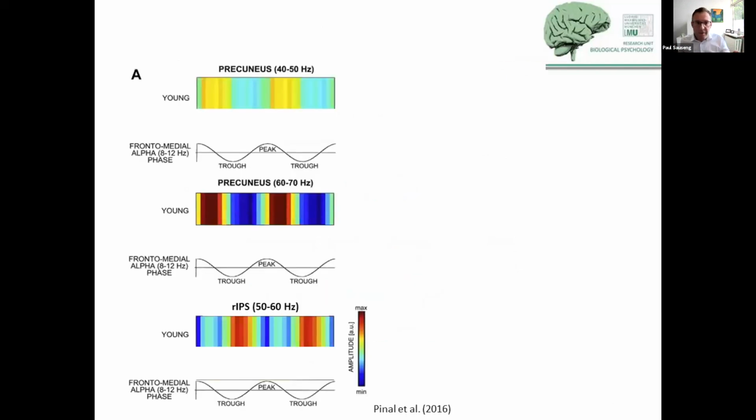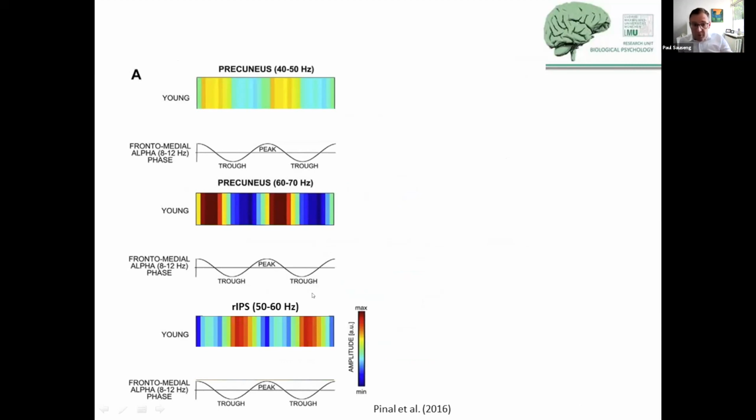But what we also found was that this frontal midline alpha phase was associated with amplitude in the gamma frequency range, in the precuneus, and in the right intraparietal sulcus.